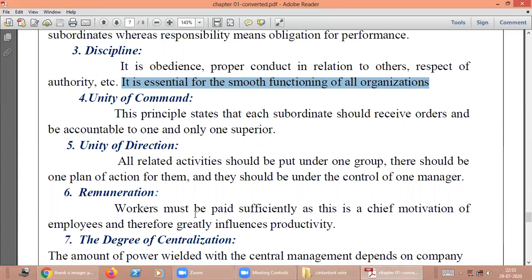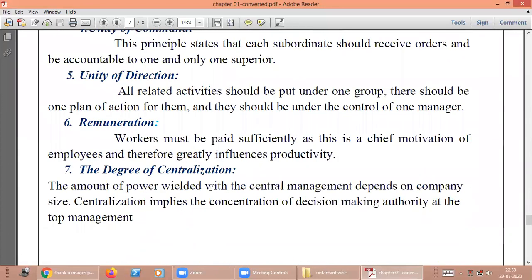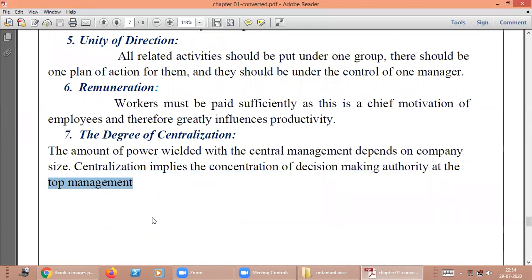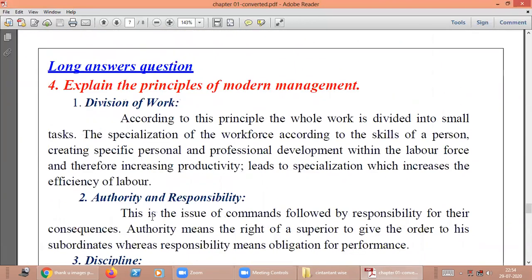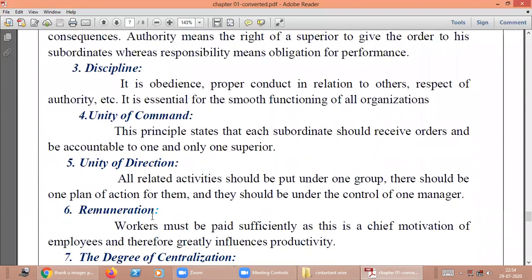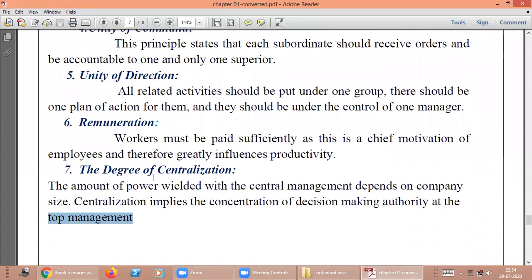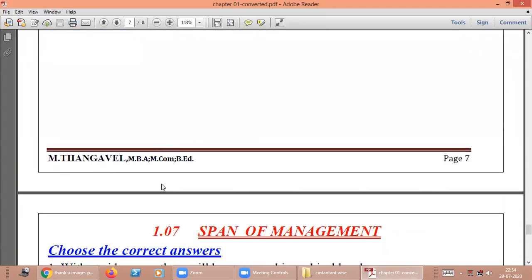Next, degree of centralization. We have to give the decision-making authority to the top-level management. These are the principles. In this 5-mark question, you can write any 7 points in your book. There will be 14 points, and you can choose any 7 points. You can write them with reference.